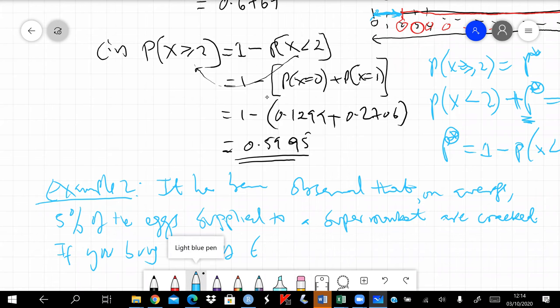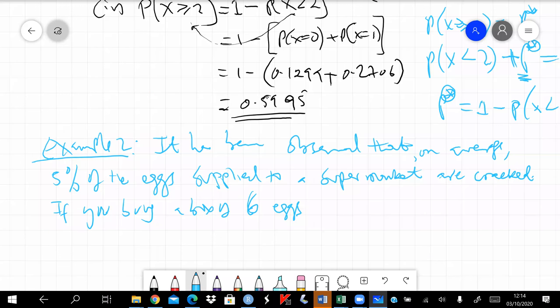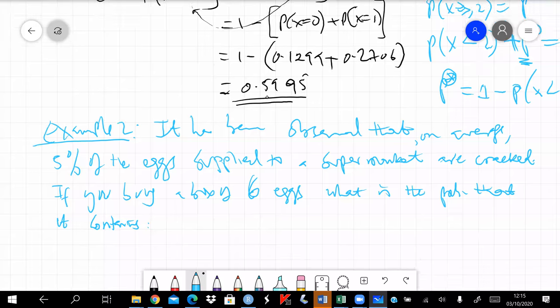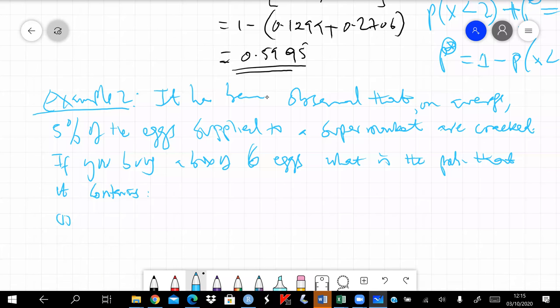Full stop. Then we say, if you buy a box of six eggs, what is the probability that it contains, so let's have some questions here. Roman 1, we can start with this question: that it contains two or more cracked eggs.